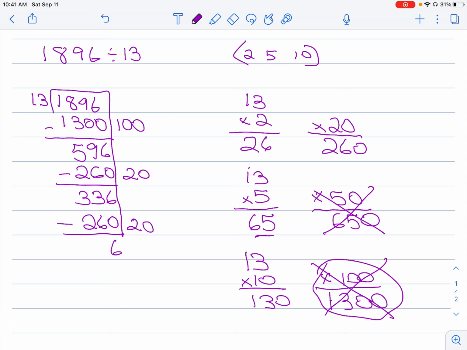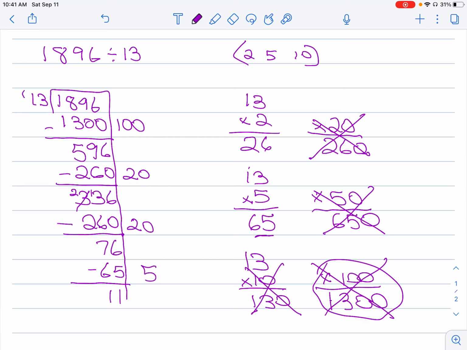3 minus 6, well, I'm going to have to borrow and regroup. 13 minus 6 is 7. Okay, I'm going to need a little bit longer line, I see. I can't take away 260. I can't take away 130. I can take away 65. So that's 5 groups. And that would be taking away 65. 6 minus 5 is 1. And 7 minus 6 is 1. So I'm down to 11.